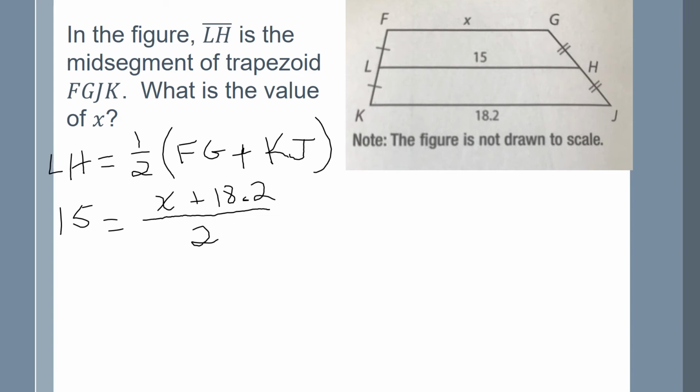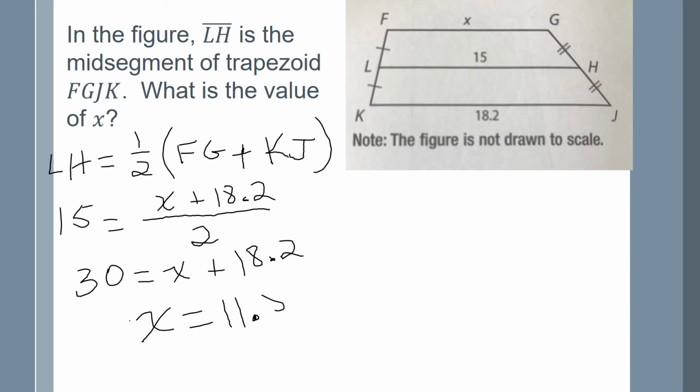So first thing I want to do is get rid of the fraction bar. So I'm going to multiply each side by 2, and I've got 30 is equal to x plus 18.2. So now we're just going to subtract 18.2 from each side. And so x is going to be equal to 11.8. Okay. So the value of x is 11.8.